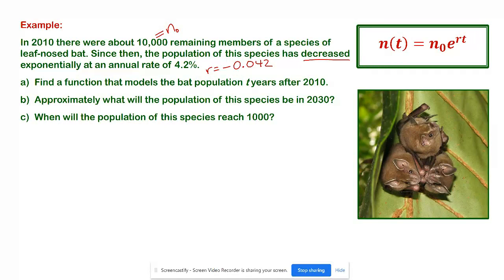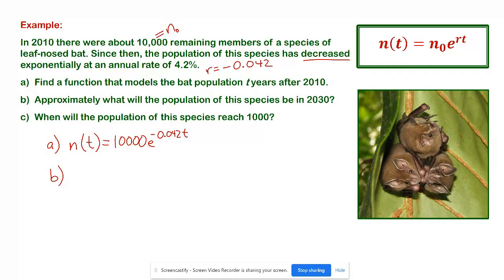And that's really important that we make that negative because this amount has to get smaller. So part A, we have to find a function to model this population. That's going to be very similar to what we've been doing. We're going to start with N of t, and we're going to say 10,000 bats times e, and then multiply it by our rate, which is negative 0.042, and then times time. So that's our function.